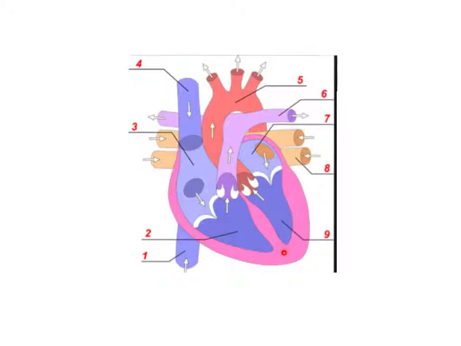Going through the key points, we have the blood vessel which delivers blood from the body to the heart here, which is the vena cava. This is the superior vena cava and this is the inferior vena cava. This here is your right atrium and here is your right ventricle, separated by the atrioventricular valve. Now there is an atrioventricular valve on the right side and on the left side. The one on the right side is the tricuspid valve and the one on the left side is the bicuspid valve.